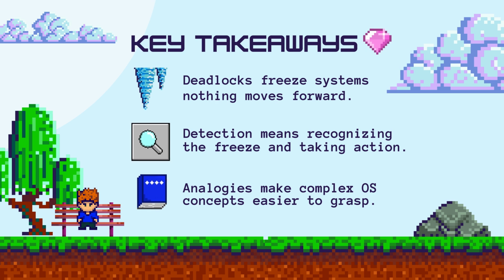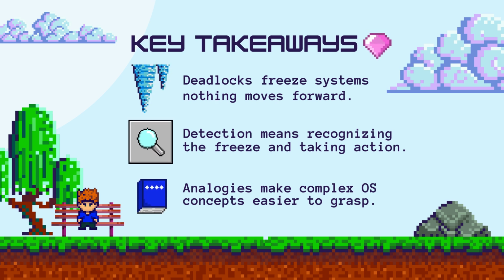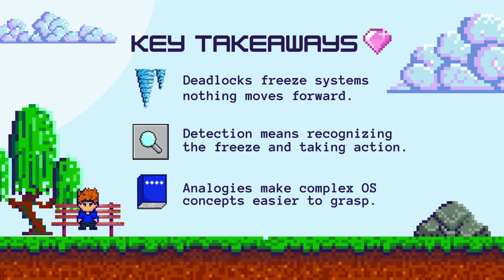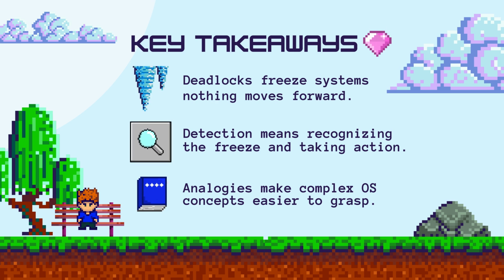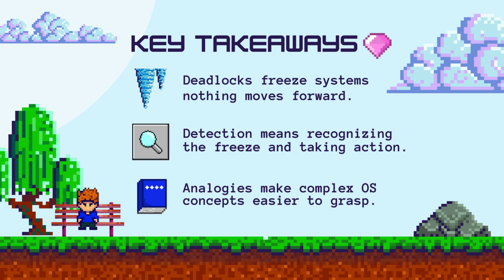Here are the key points to remember. First, deadlocks freeze everything. The system gets stuck and nothing can move forward. Second, detection is like noticing that freeze and doing something to fix it, like breaking the cycle we saw earlier. So, understanding deadlocks and knowing how to spot them is really important to keep things running smoothly.